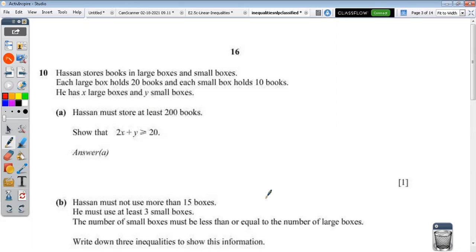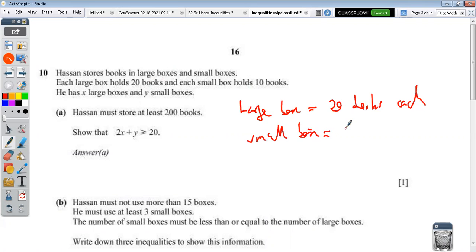Now, Hassan stores books in large boxes and small boxes. Each large box contains how many books? 20. Each large box is 20. I'm writing down what I'm reading: large box, 20 books each. Then small box, how many books each? 10 books each.